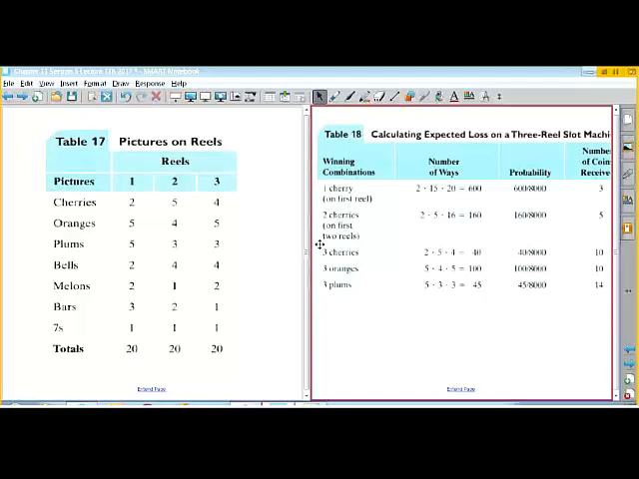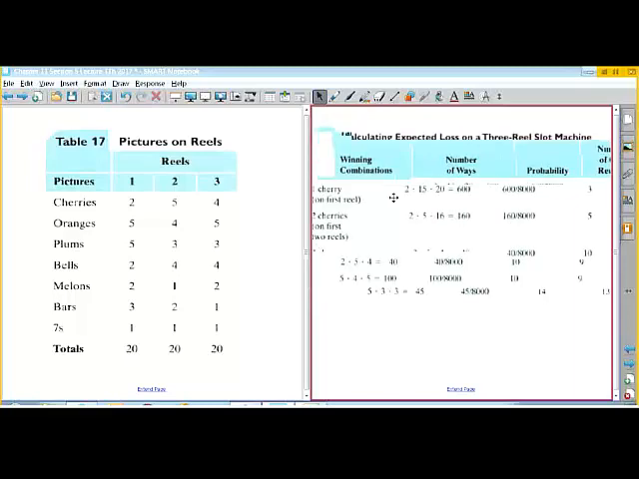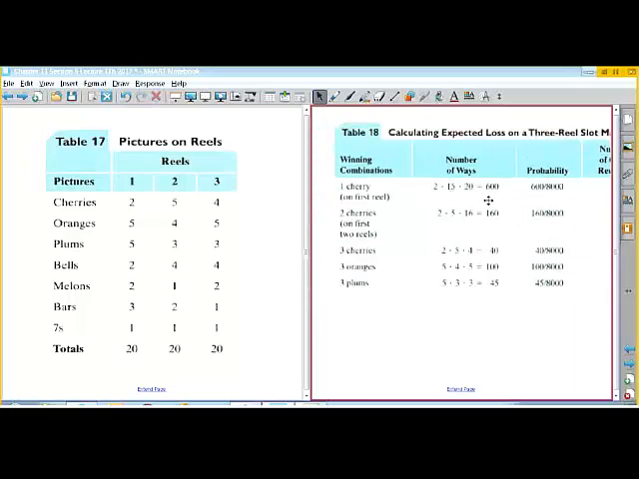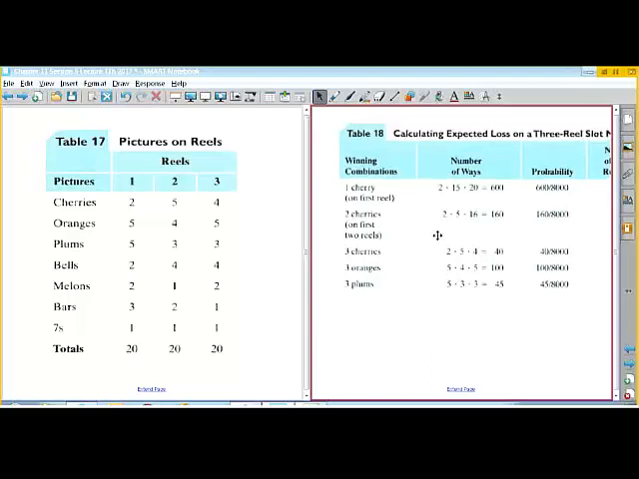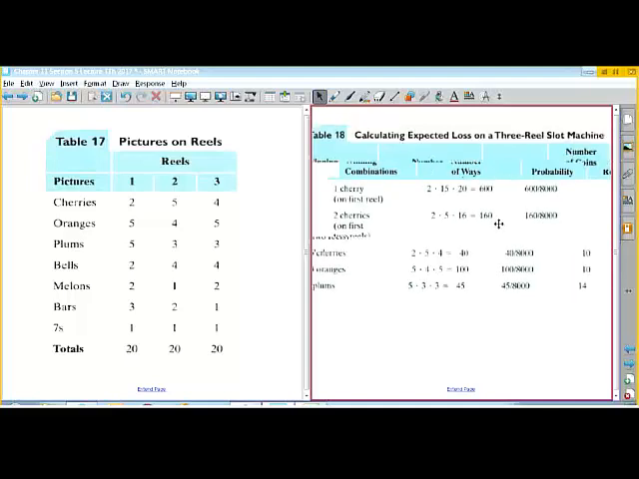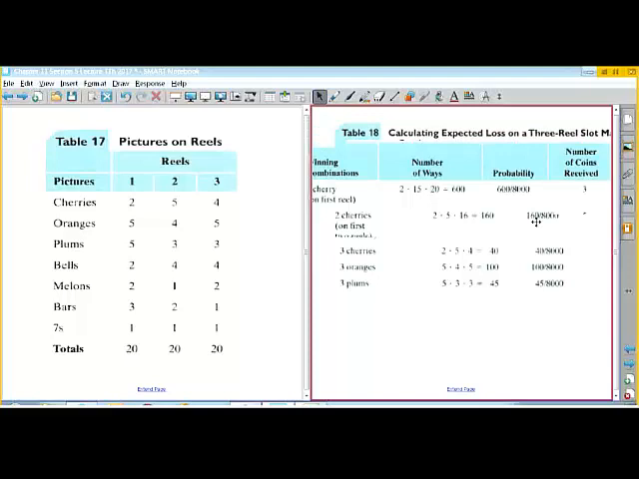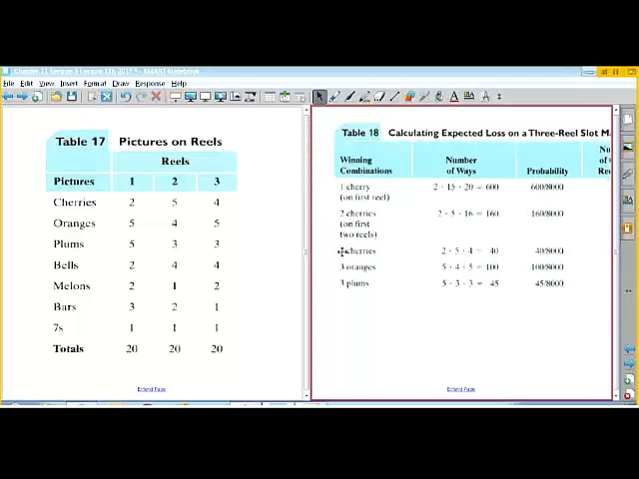You put a coin in, and then you get multiple coins out depending upon whether you win or not. So it turns out if you get a cherry in the first reel and no cherry in the second reel and anything in the third reel, then you get 3 coins. And then you've got these other ones, 2 cherries on the first 2 reels and anything on the third reel. That wins you 5 coins with a lesser probability, 160 over 8,000.